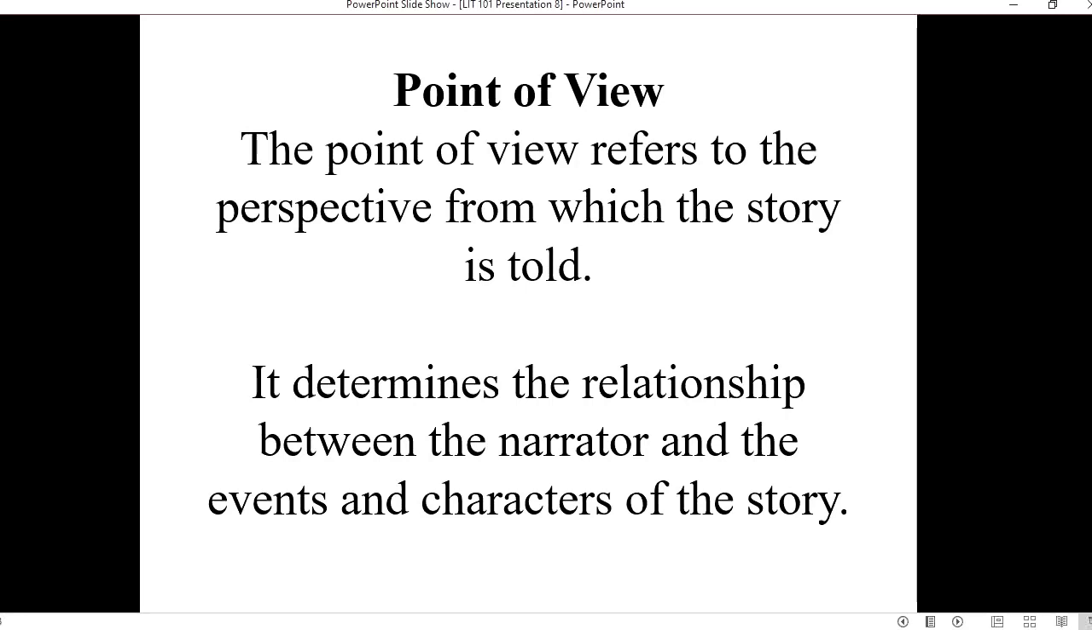That's why in the analysis of any narrative text, it is important for the person criticizing the narrative work to analyze the work using the point of view of the writer of the work. Thus, point of view determines the relationship between the narrator and the event and the characters of the story.